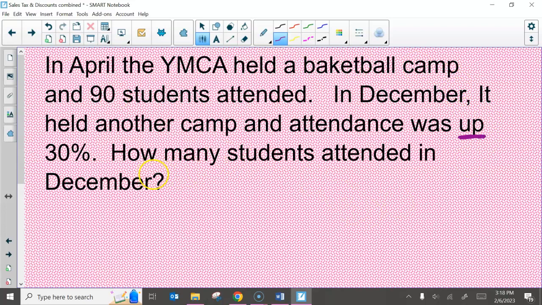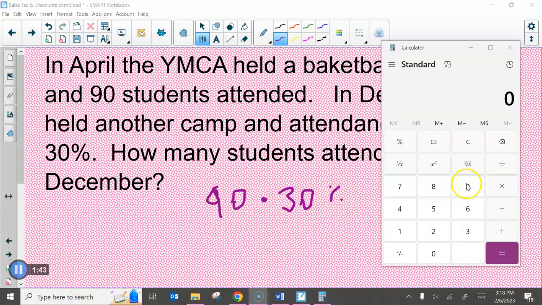Okay, so we want to know how many students attended in December. So we're going to take our total of 90, just like we have done in the past, and we are going to multiply by 30%. And that's no different than what we did when we were figuring out taxes and tips. We always took our total and we multiplied by our percentage. So if I take 90 times 30%, you will see that that is 27.